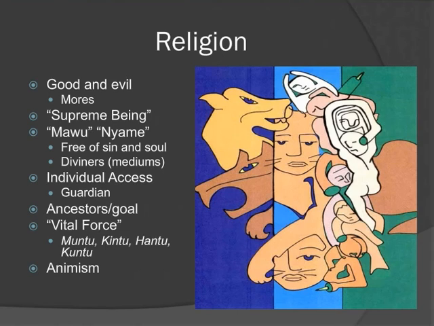There's also this belief in a vital force, and there are 4 different classifications of the vital force. There's the Muntu, which is a classification, and this means man, ancestors, and gods. So that's the top of the vital force. Below that is the Kintu, which means plants, animals, and rocks. Below that would be Hantu, which is time and space. And then below that is Kuntu, which is manner or modality, which is the most abstract of all of them. It's basically how you live your life.